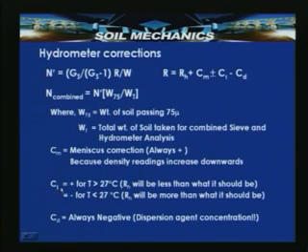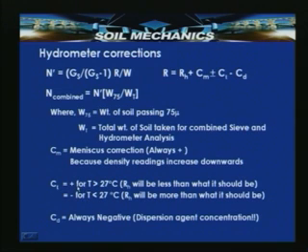Temperature: the hydrometer is generally calibrated for a temperature T equal to 20 degrees centigrade. For T greater than 27 degrees centigrade, RH will be less than what it should be. For T less than 27 degrees centigrade, RH will be more than what it should be. So Ct is negative for temperatures less than 27 degrees, because the reading on the hydrometer will be more than what it should be. To compensate for that, the correction has to be minus.